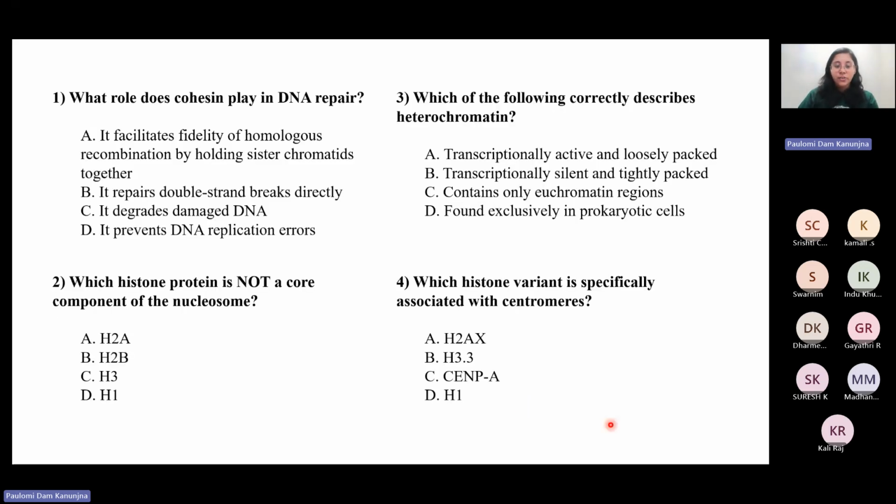Okay, next set of questions, and then three more slides and we are done. These might seem like repeating questions, but that's because these are taken from different assignments. The role of cohesin during DNA repair, which histone protein is not a core component of the nucleosome, which of the following correctly describes heterochromatin, and which histone variant is specifically associated with centromere? This you already know.